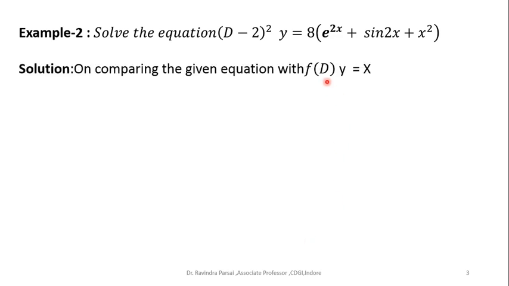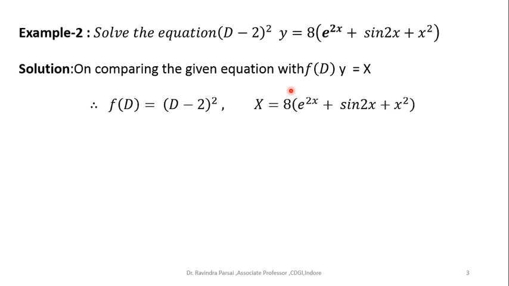Suppose this is the second question. Solve the equation (D - 2)²y = 8e^(2x) + sin 2x + x². Now our first duty is to compare with the standard form. Here f(D) is (D - 2)² and capital X is 8e^(2x) + sin 2x + x².